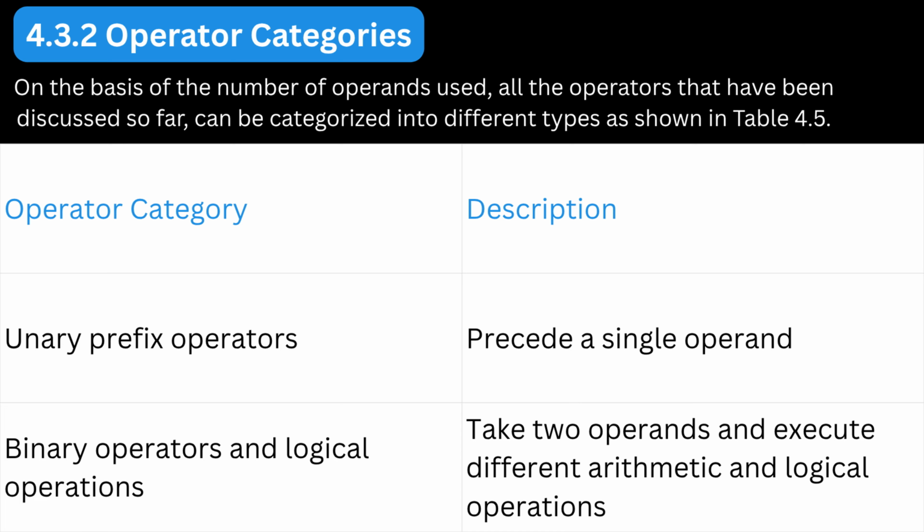The second major category is binary operators and logical operations. These operators work with two operands, performing some form of arithmetic or logical comparison between them.